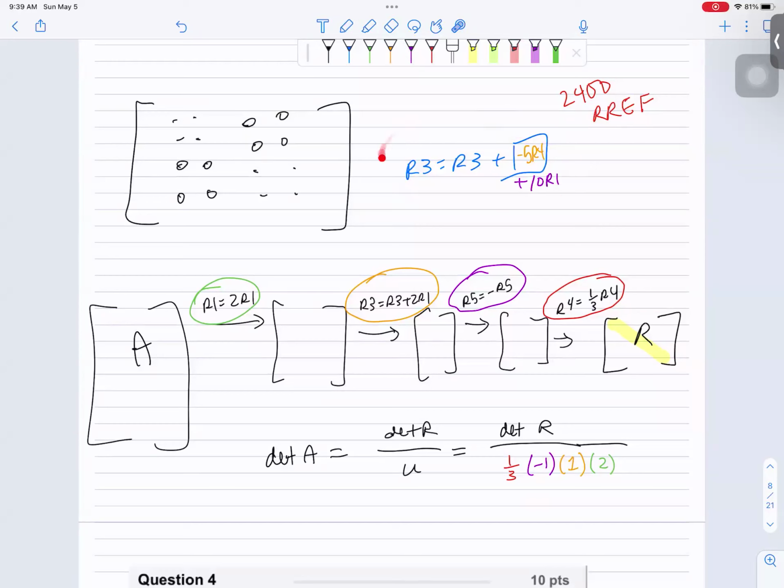This is called a combination because I didn't change the row I'm looking at, because row 3 equals row 3, plus extra stuff. Whereas here, see row 4, the row I'm looking at, I changed things to it. I multiplied by 1/3. So that would be a rescaling.